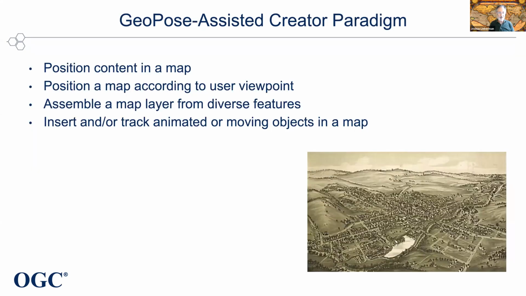And we sum that up in what we'll call the GeoPose assisted creator paradigm. So there's positioning content in a map using GeoPose. There's positioning a map according to a user viewpoint, or assembling a map layer from diverse features, each of which has their own position and orientation, and then being able to have that change over time by the injection of updated GeoPoses for those objects.